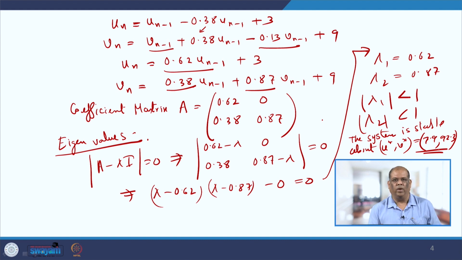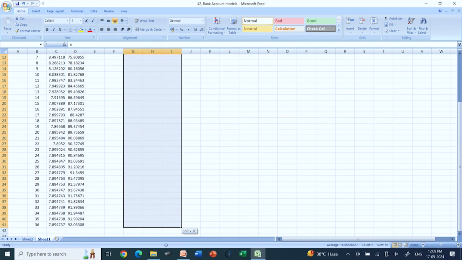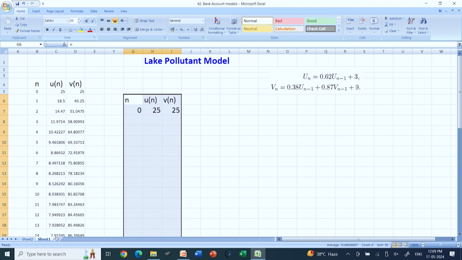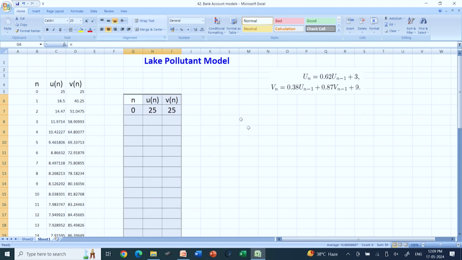We now check this numerically with the help of Microsoft Excel. So, we have this lake pollutant model, and I put the value of n, value of un and value of Vn. Initially, let us take the initial value of the pollutant as 25. So, let me change the font size to 20, put some borders and make it in the middle. Okay.